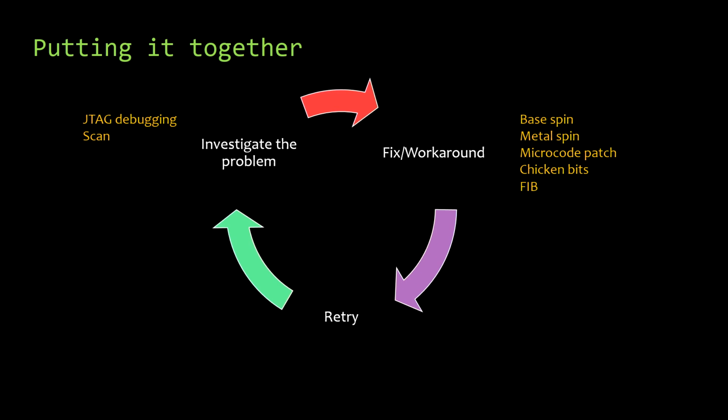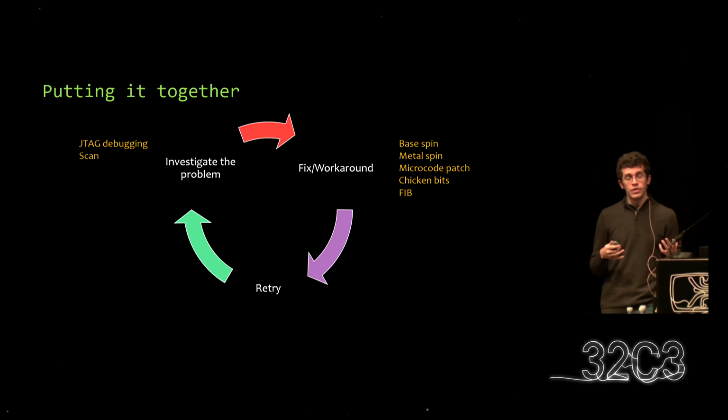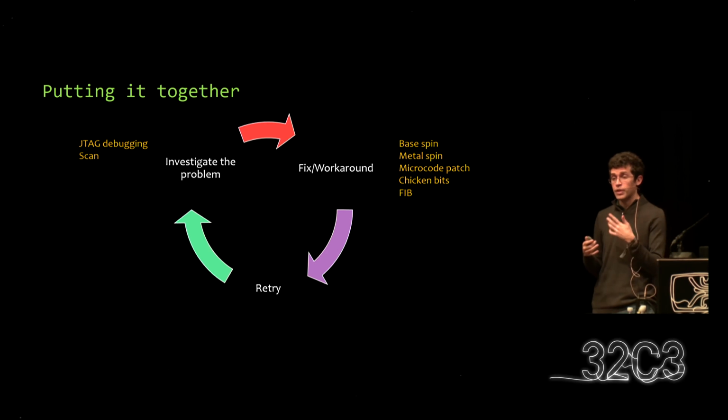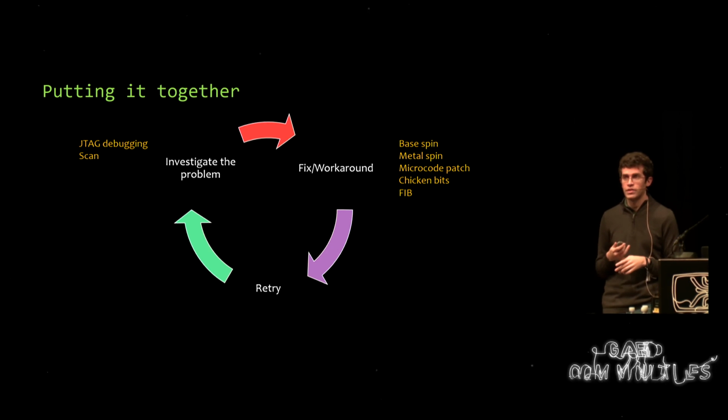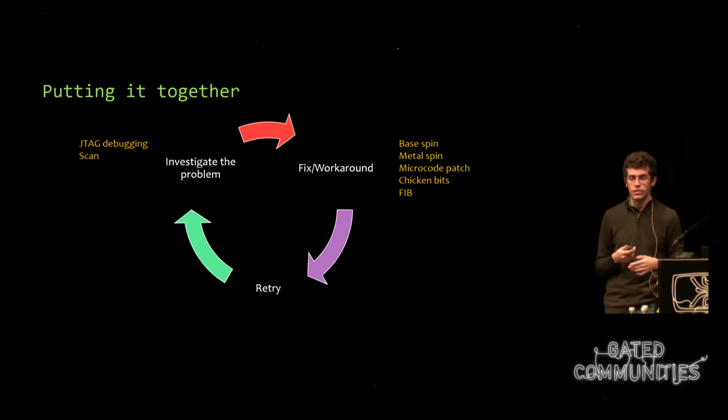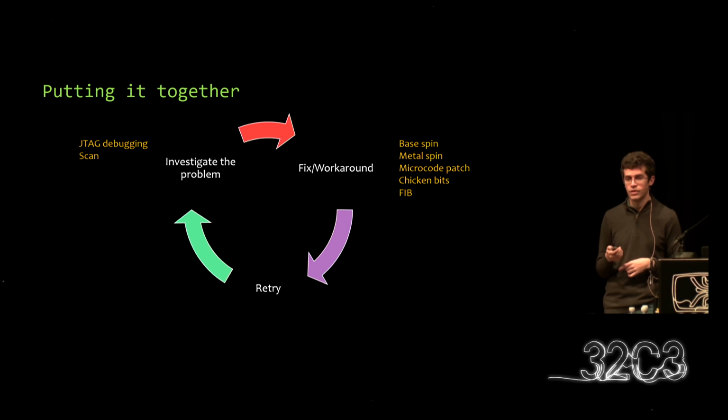So putting this all together, when dealing with hardware, we've talked about JTAG, debugging, and scan as two ways that you can help identify the problem. When it comes to fixing things, I use workaround in there as well, because sometimes you've got to get stuff out the door, and you do whatever it takes, and the line between fix and workaround becomes very blurred. But you obviously have silicon spins, you have microcode patch, you have chicken bits, and if you need a quick fix, you can always go and get a FIB done.